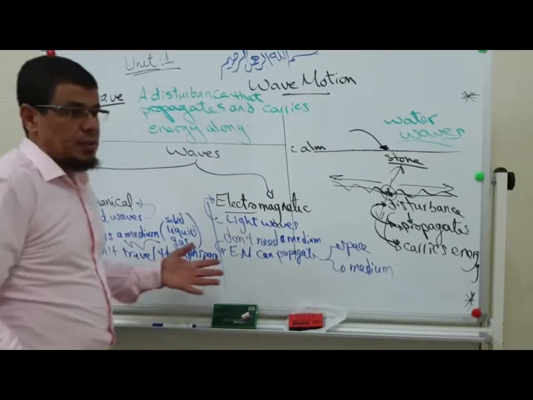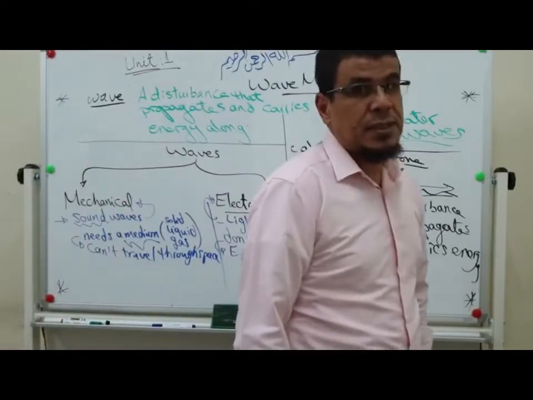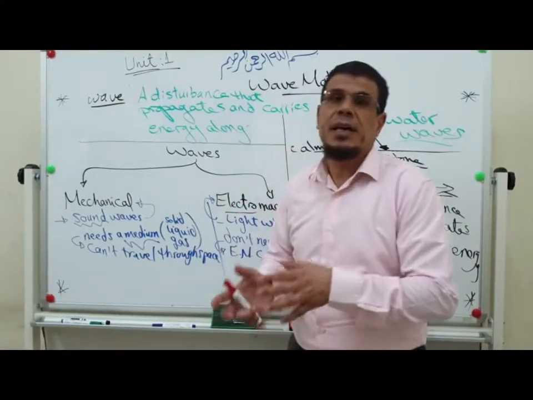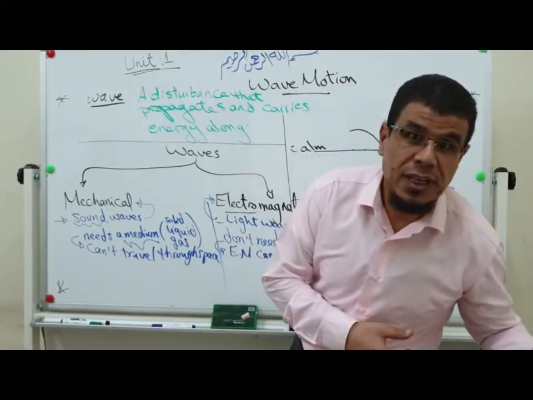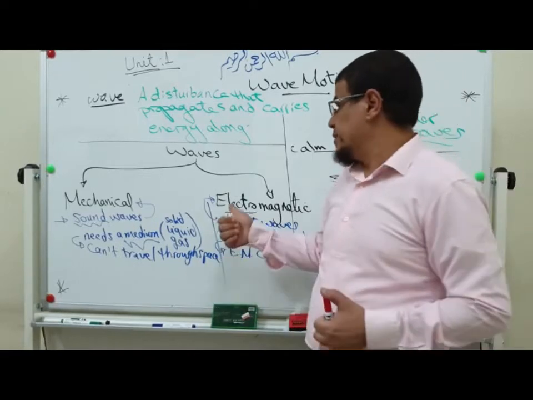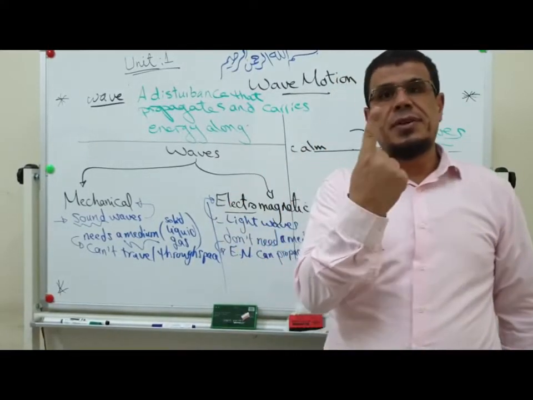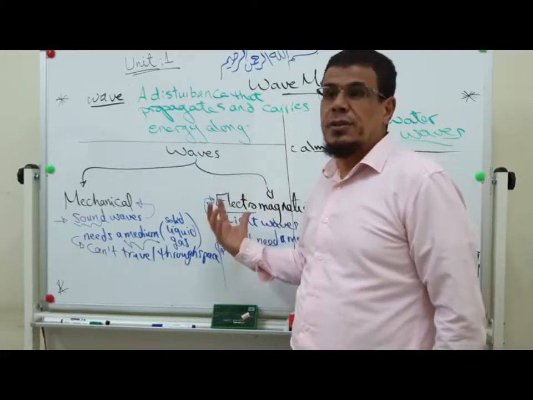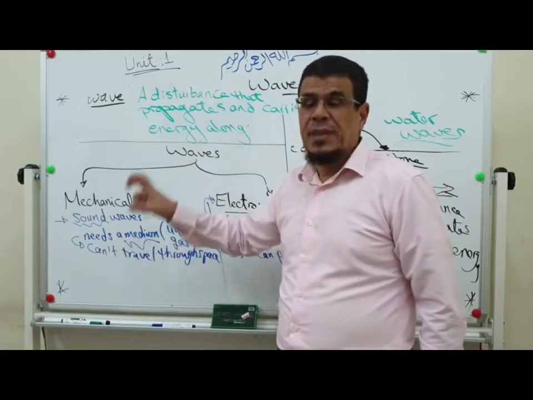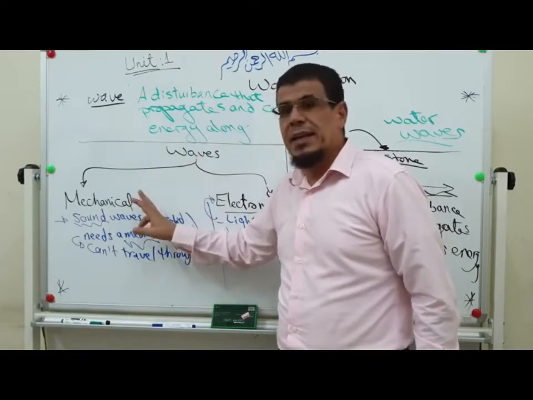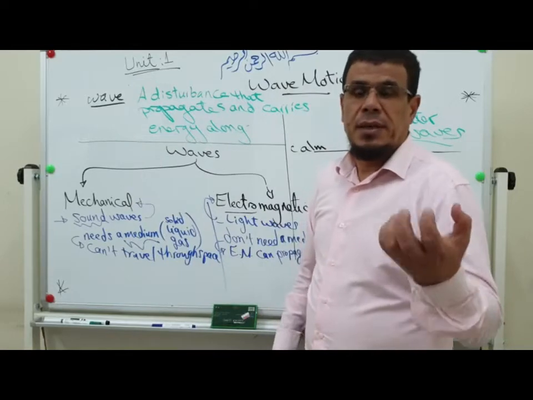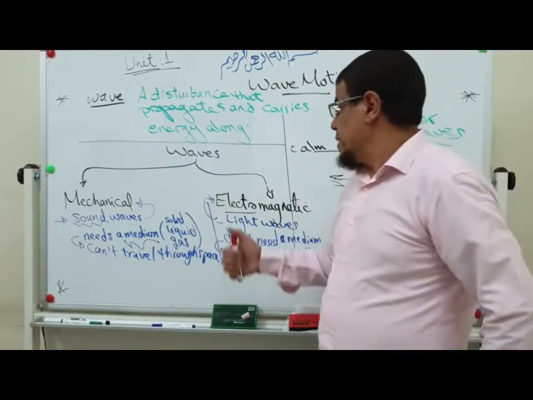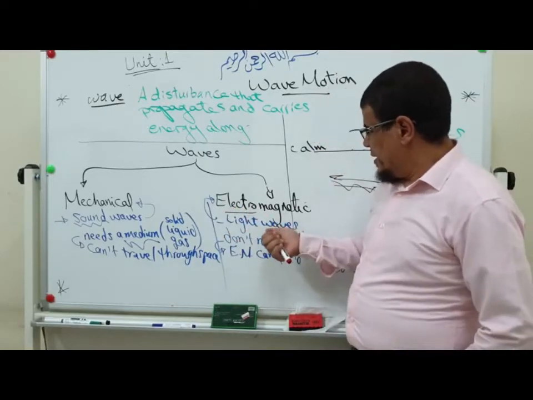Okay, and we have another difference, which is mechanical waves can be transverse waves and can be longitudinal waves, but electromagnetic waves are only transverse. We don't have longitudinal waves in electromagnetic waves, but in mechanical waves we have two types. Mechanical waves can be transverse waves and can be longitudinal waves.